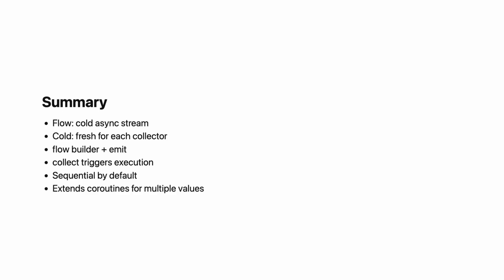Let us summarize. Flow is a cold asynchronous stream of values. Cold means it runs fresh for each collector. No shared state, no lost values. Create flows with the flow builder and emit values inside. Collect flows to receive values. collect is a terminal operator. Flow is sequential by default. Simple and safe. Flow extends coroutines to handle multiple async values elegantly.